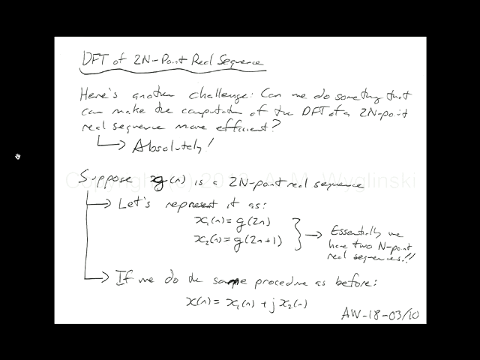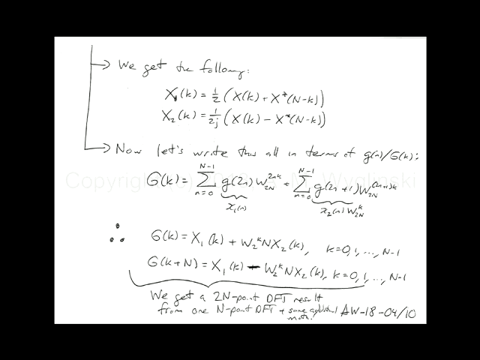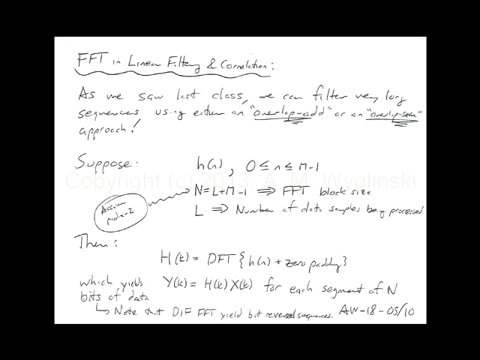All right. And that's what I just talked about. All right. So now we're going to talk a little bit about the FFT in linear filtering and correlation. So we talked a little bit already about overlap add and overlap save. Actually, we talked a lot about overlap add and overlap save in lecture 16.